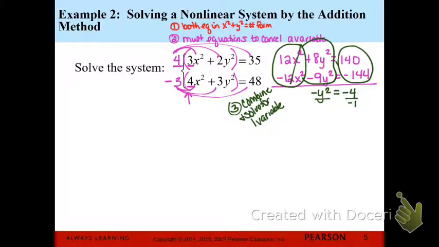And so y squared equals 4. Then what? Take the square root of both sides and we get y equals plus or minus 2. Which, good, remember that means y is equal to negative 2 and y is equal to positive 2.